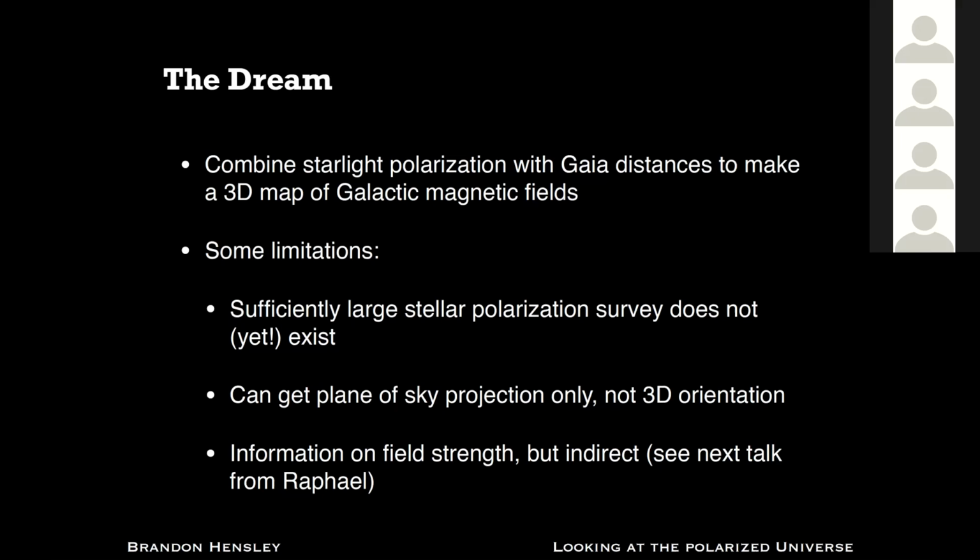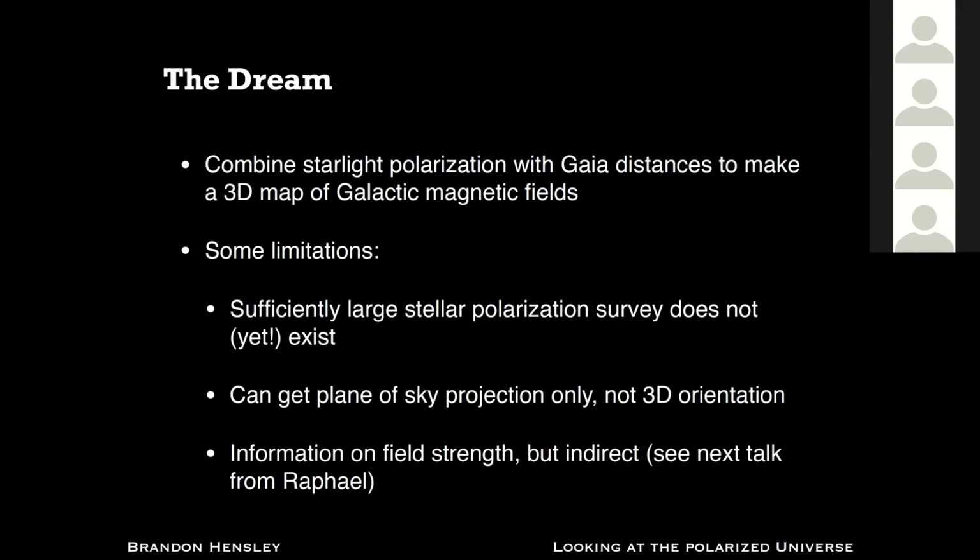So there are some limitations, some of which will be addressed by more data and some which not. One is that there's not yet a sufficiently large stellar polarization survey that we can really do true tomography. So, in this one region that we just saw with the RoboPol data, yes, we had enough stars to be able to do tomography, but that's one region of sky that's really been drilled down on. It'd be nice to have such data over large sky areas, which just don't exist yet.